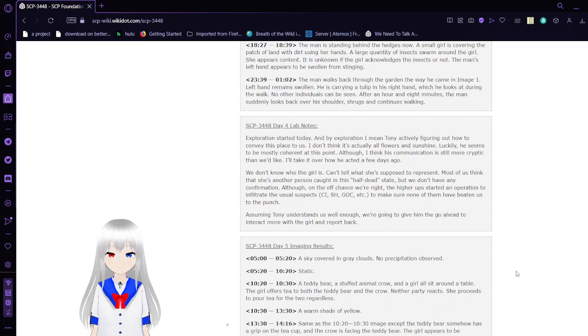2339-102. The man walks back through the garden and the way he came in image one. Left hand remains swollen. He is carrying a tulip in his right hand, which he looks at during the walk. No other individuals can be seen. After an hour and 8 minutes, the man suddenly looks back over his shoulder, shrugs, and continues walking.